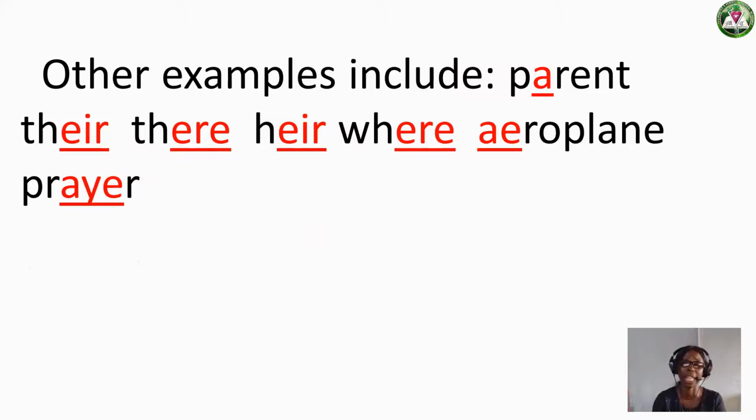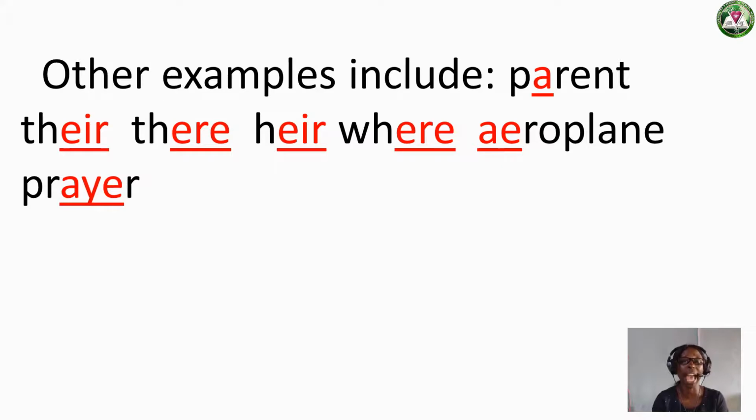We have other examples like parent. There, there is their own. So there and there, they are pronounced the same. They have different spellings, but they are homophones. Their sounds are the same. Homophones are words that have different spellings, but they have the same sound. So we have there, T-H-E-I-R, and we also have there, T-H-E-R-E. They are pronounced the same. And these two words, they have the air sound in them.